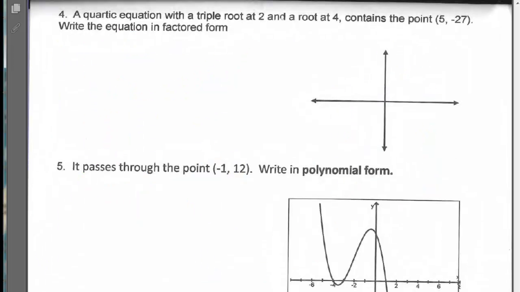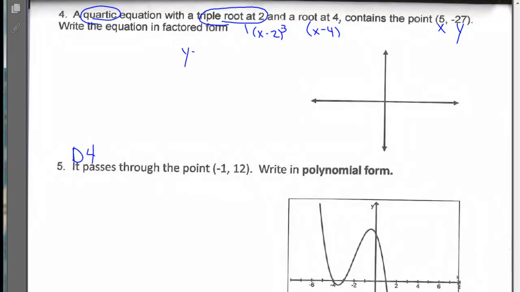In example 4, I have a quartic equation with a triple root at 2 and a root at 4. It's quartic, so we know the degree is 4. And it contains the point 5, so that's going to be for x, and negative 27 for y. We have a triple root at 2, so we would write that as a factor x minus 2 cubed. And we have a single root of just x minus 4.